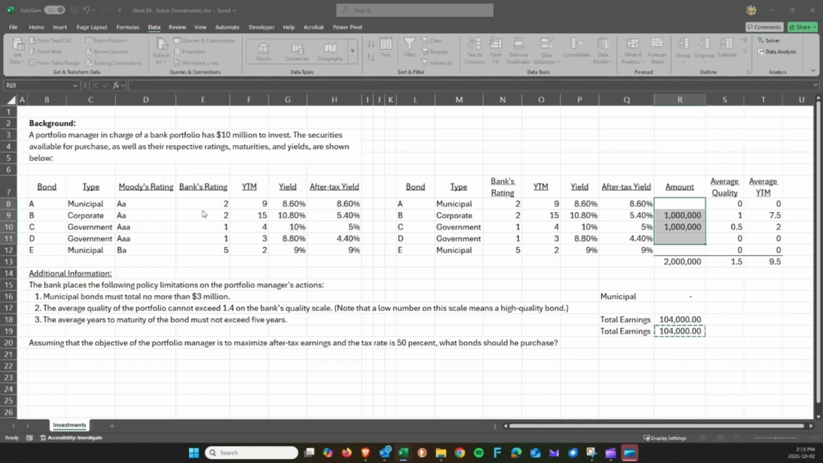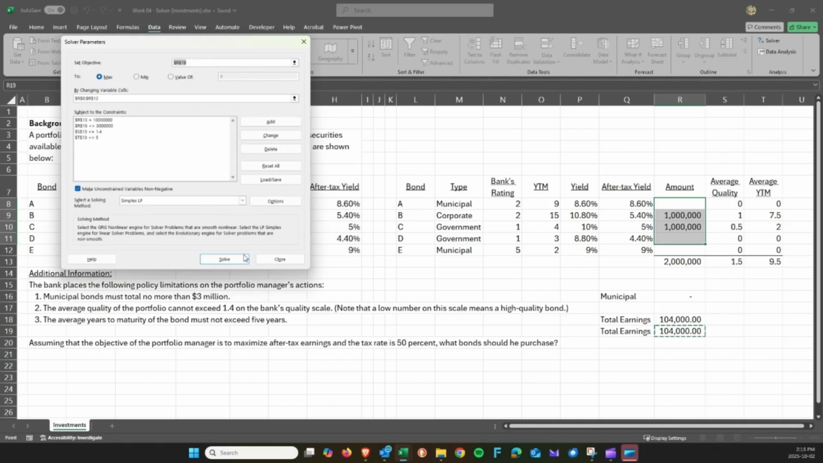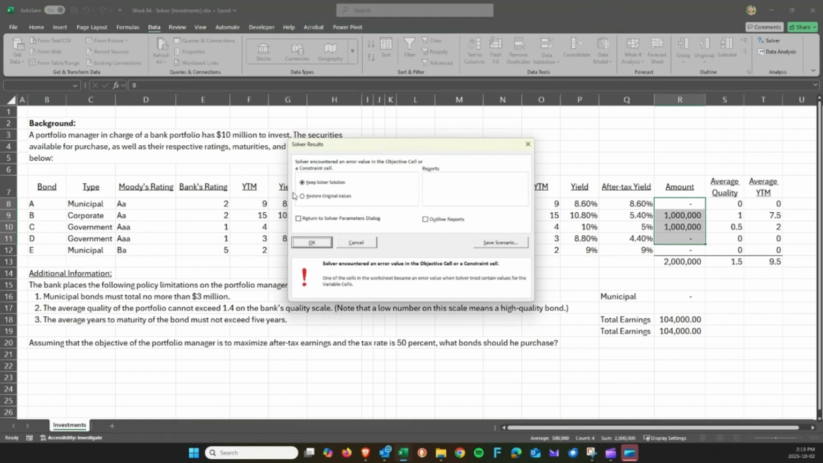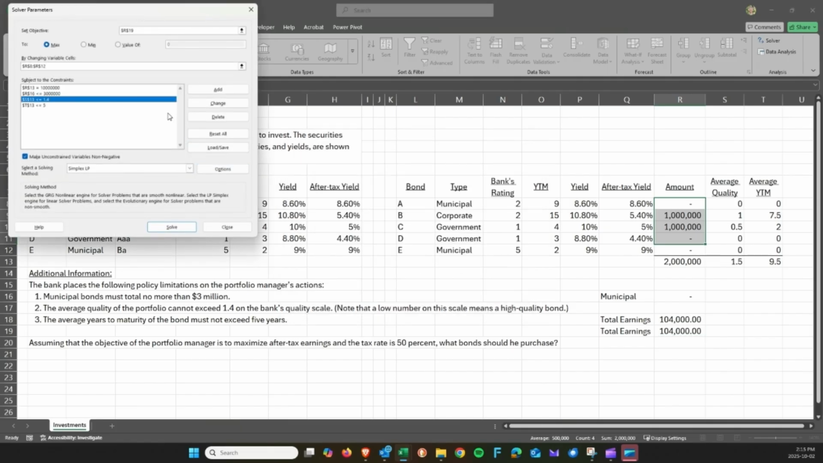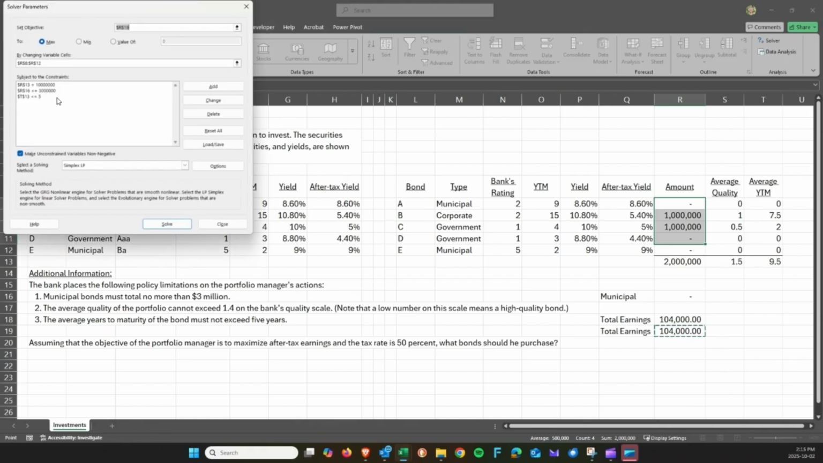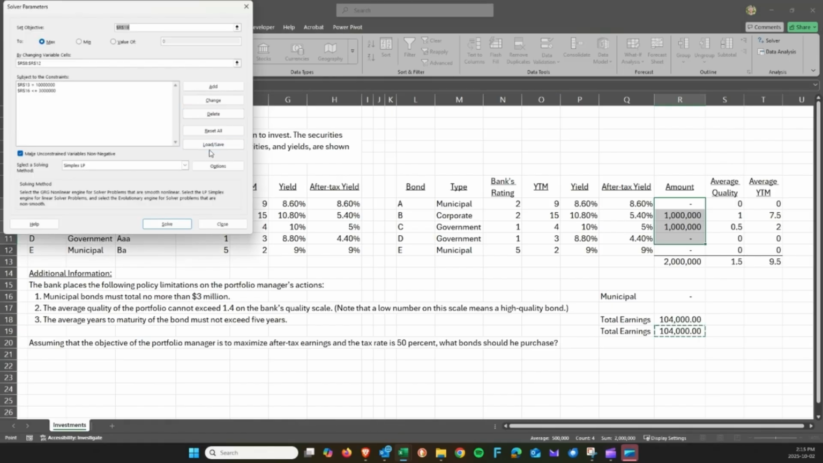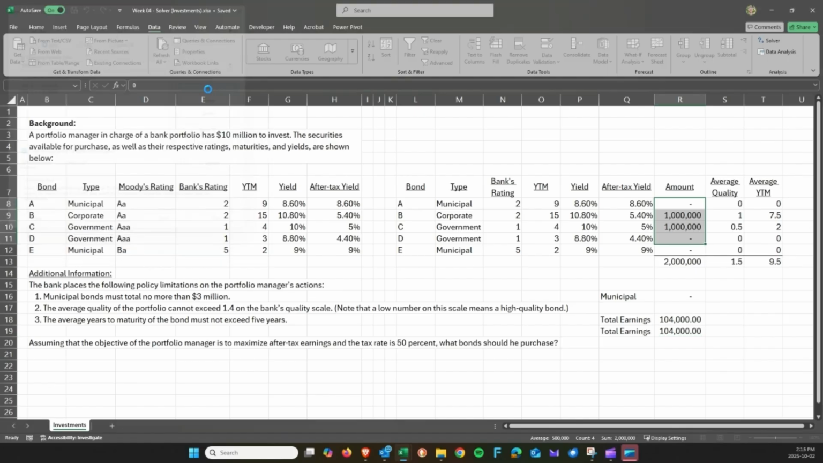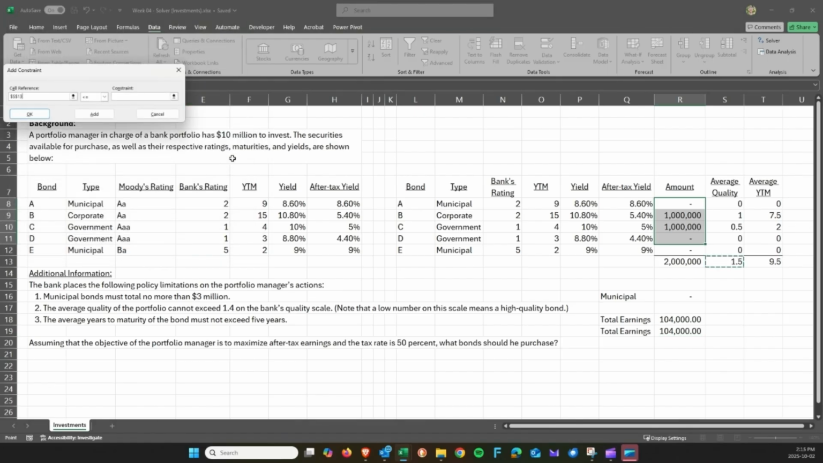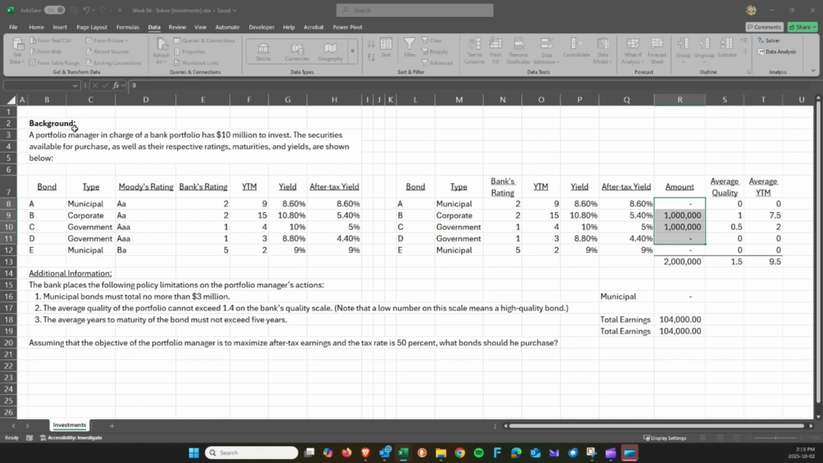Okay. So I'm going to click on solve. I don't think it's going to work though. We'll see. Maybe it will. It did not work. Okay, I'm going to go back and I'm going to delete the constraint related to both quality and the constraint related to years to maturity. So I'll delete that and I'll delete that. I should have maybe left it in there to describe. I'm going to add one back in. That's my bad. It's going to say this must be less than or equal to 1.5. And I'll try to solve it.